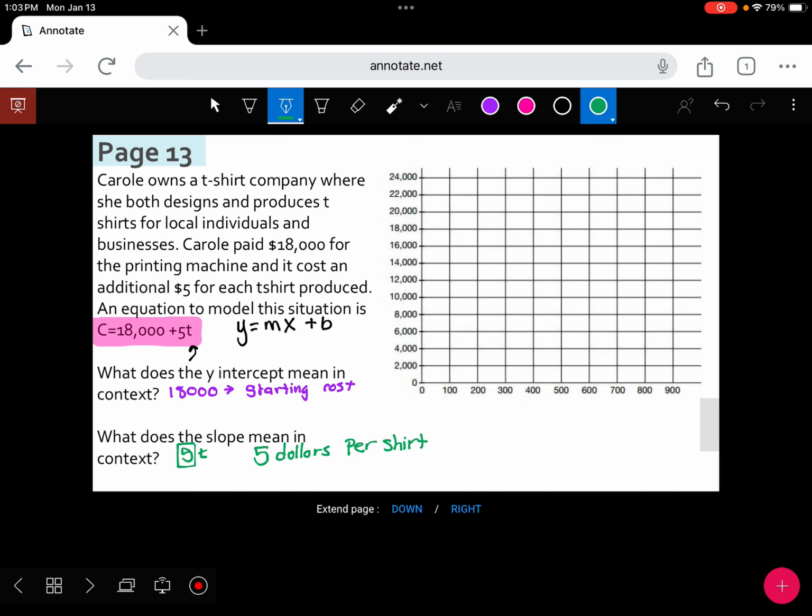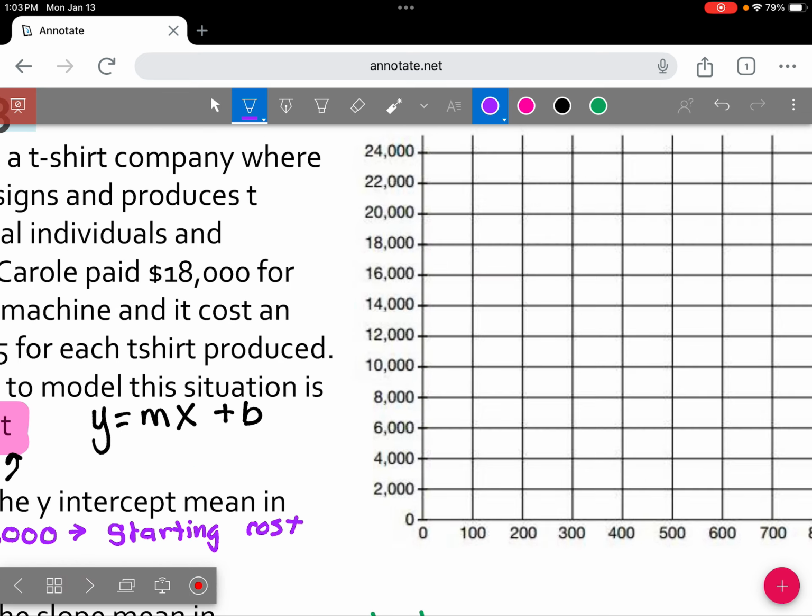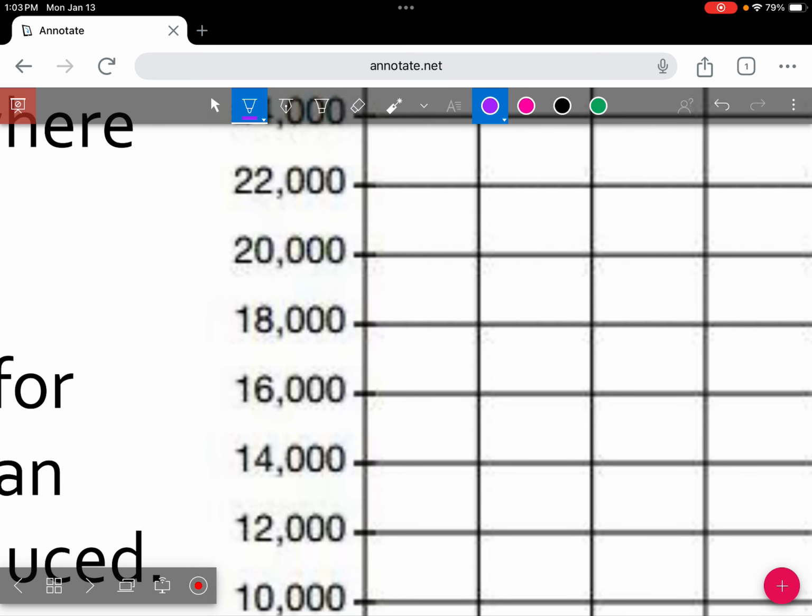So if we're going to come and graph this, where are we going to start? Where's the first place we're going to look to make a graph here? We're going to start at the 18,000. It's the amount. So if she makes no shirts, her company has spent $18,000.